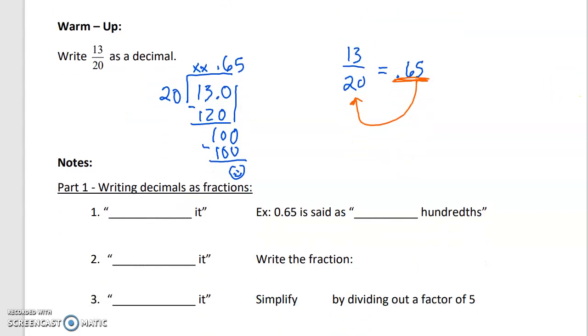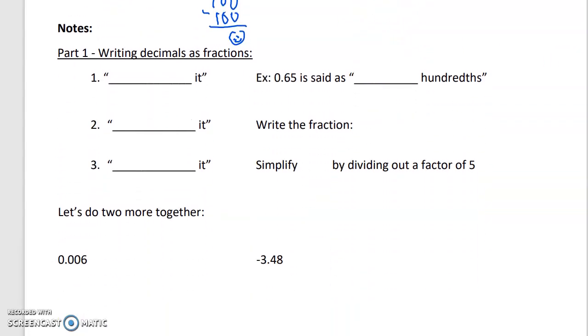Okay, so we have 3 steps when we do that. I like to have a little process to follow. And so my first thing is to say it. Say the number. So 0.65, that's kind of like calling me Mrs. T, right? That's sort of like my nickname. It's not really what I would sign on an official document. It's not really the official way to say 0.65. Really, we say it as 65 hundredths because it is in the hundredths place value.